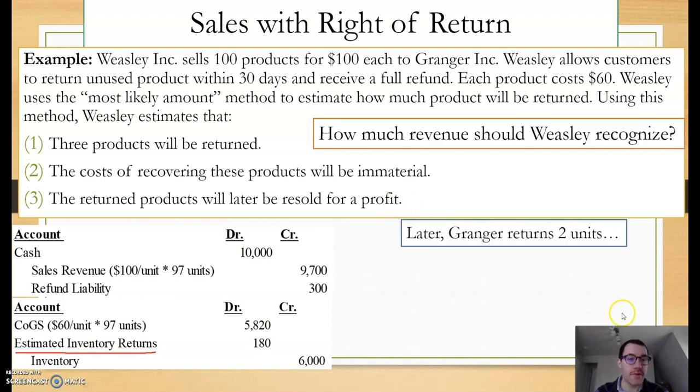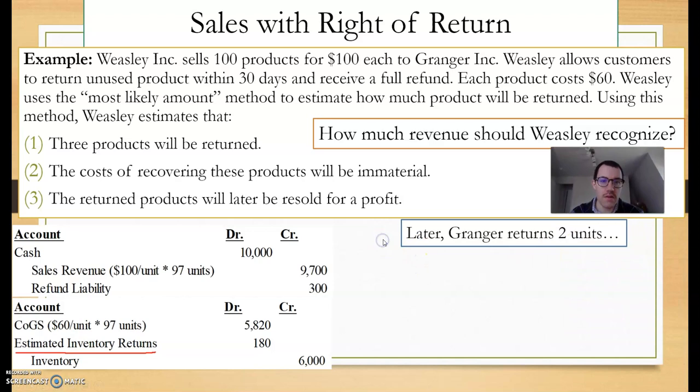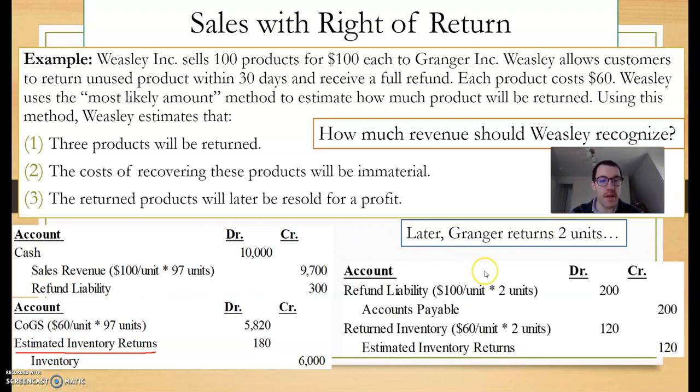So then later, let's say Grainger returns 2 units because, you know, companies are never 100% correct with their forecasts. If that's the case, the refund liability account will go down for 2 units' worth. Accounts payable will go up because we now have to pay Grainger. The returned inventory account goes up and estimated inventory returns goes down. So this estimated inventory returns is really a temporary account. It goes away now, and you now have returned inventory, which is separate from your inventory account. Well, they're both assets. They're both short-term assets, current assets.